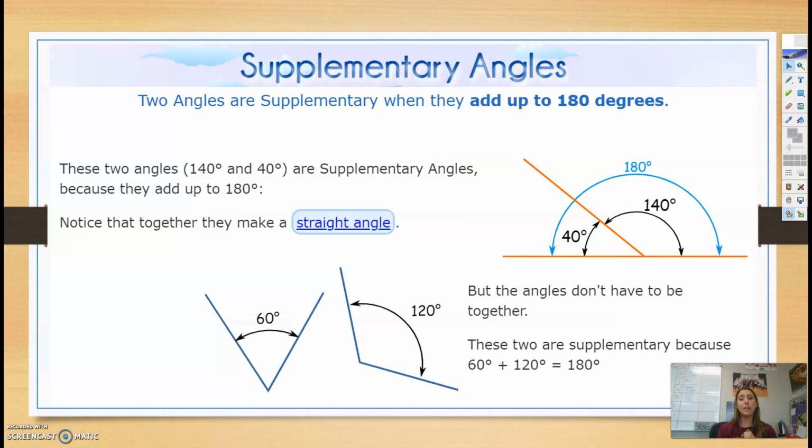Okay, so what's important on this slide, go ahead and hit pause if you need to. All you need to write down are 2 angles are supplementary when they add up to 180 degrees. I have all this other stuff and pictures of it because I want you to see that they can be touching or they cannot be touching. It doesn't matter. The angles don't have to be together. Other than that, that is all I wanted you to get from this.